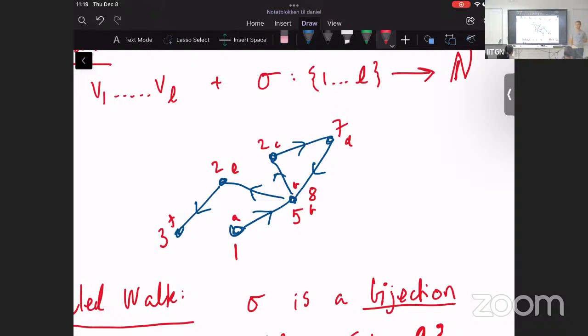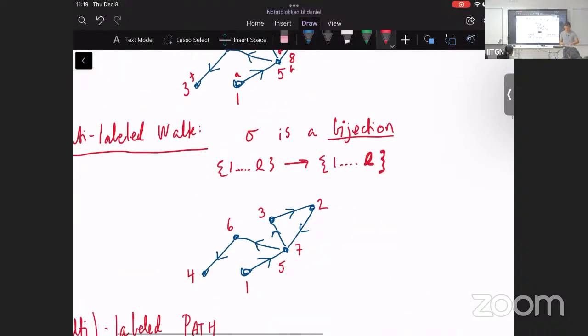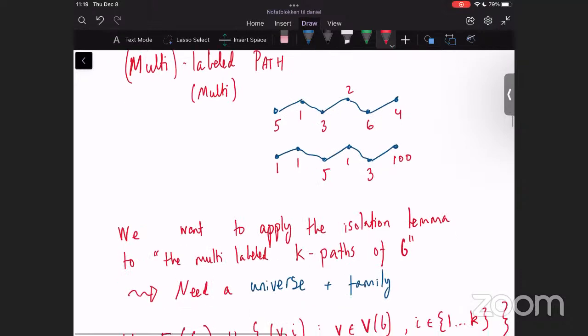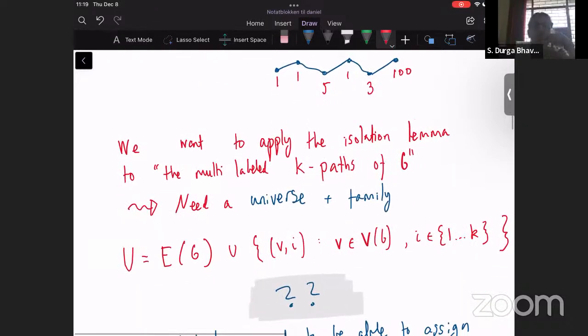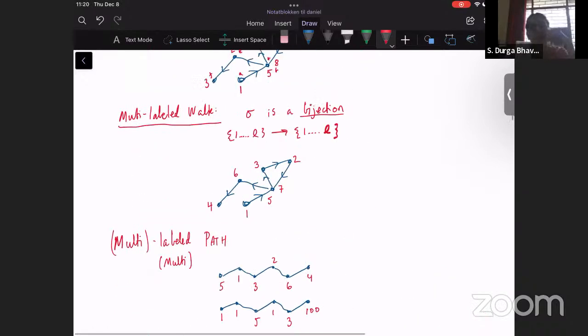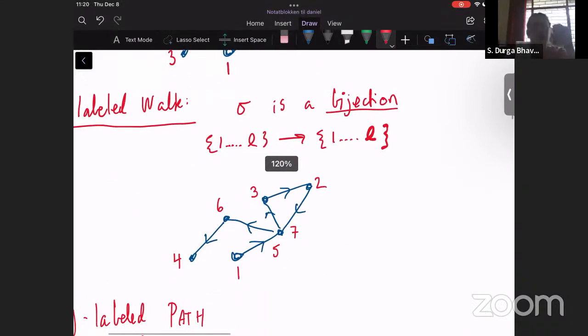Okay, so can I proceed? May I ask a question? Yeah. Is sigma, the function, corresponding to the walk, meaning the walk is fixed, and does sigma depend upon the walk? And for a multi-labeled path, doesn't it sound confusing because it looks like actually it's a unique labeling? These are two questions.